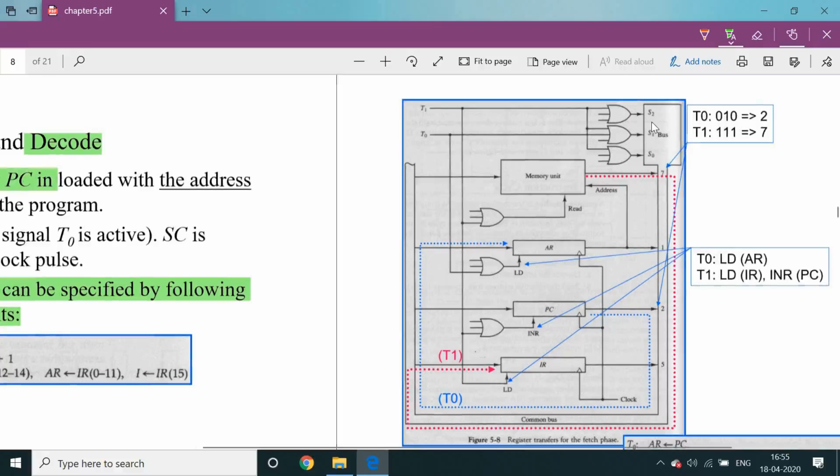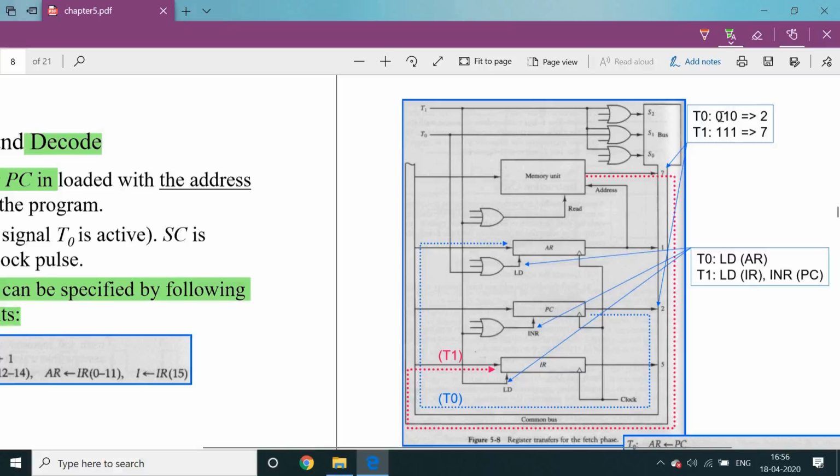See here, S0, S1, S2, which are used in the common bus system, same as the different registers in the previous diagram. S0, S1, S2, common bus. So if it generates, for example, T0 means 010, that means T0 clock pulse, T1 clock pulse. What operation will be implemented in the T0 case? So 2 means 010 binary sequence. This is the decoded output.